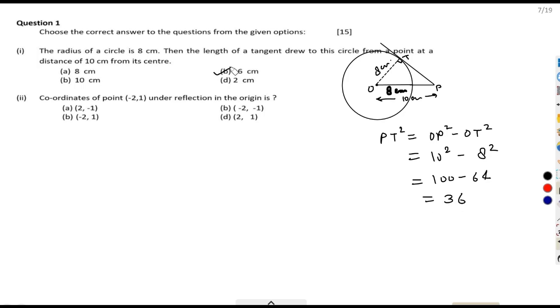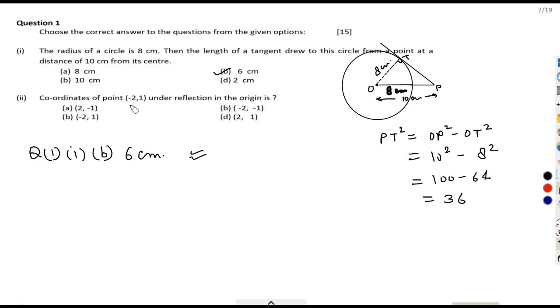Now it's time to express our answer in proper manner, that is question number 1, part 1, and option B is the right option and the right option is 6 centimeter. This is the way you have to write your answer.